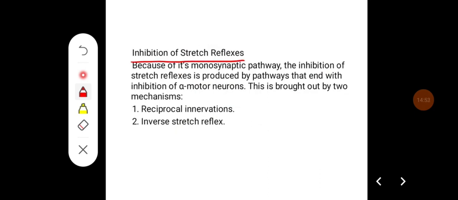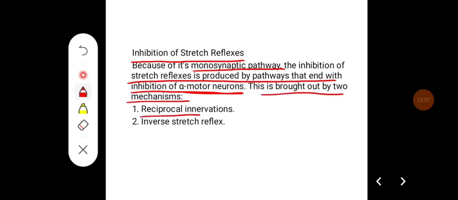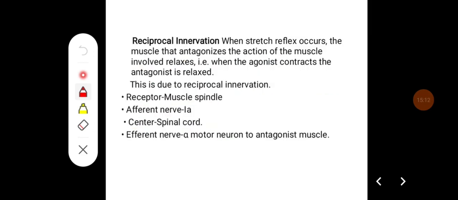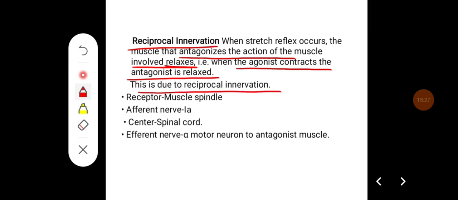stretch reflexes. Because of its monosynaptic pathway, the inhibition of the stretch reflex is produced by pathways that end with the inhibition of alpha motor neurons, and this is brought about by two mechanisms, that is, by reciprocal innervation and inverse stretch reflex. Reciprocal innervation: when stretch reflex occurs, the muscle that antagonizes the action of the muscle involved relaxes. That is, when the agonist contracts, the antagonist is relaxed. This occurs because of the reciprocal innervation.